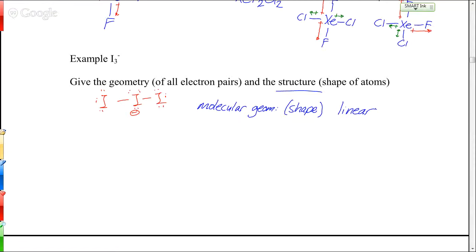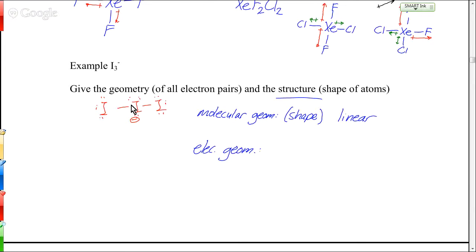The electron geometry tells us something about how the electrons are distributed. So electron geometry includes both the lone pairs and the bonds. So if we count the lone pairs and the bonds, we have 1, 2, 3, 4, 5 around the central atom. So what shape is that? Nope. Tetrahedral is 4. 5 is trigonal bipyramidal.